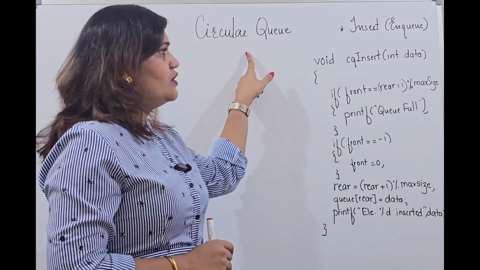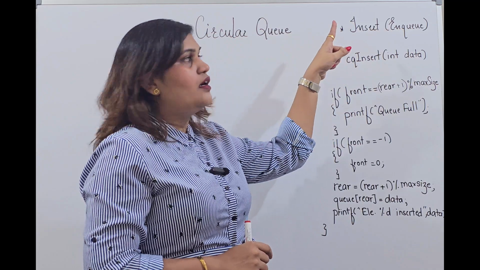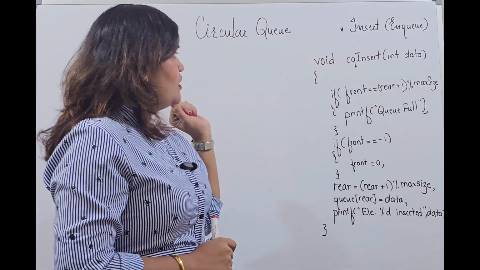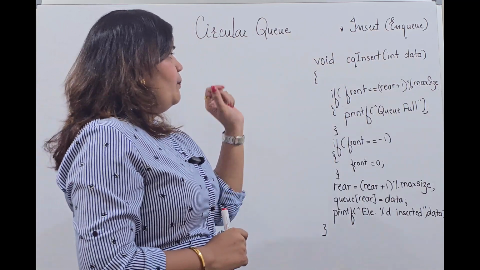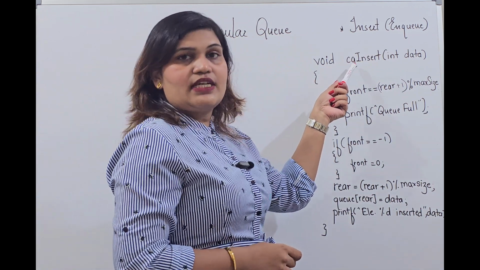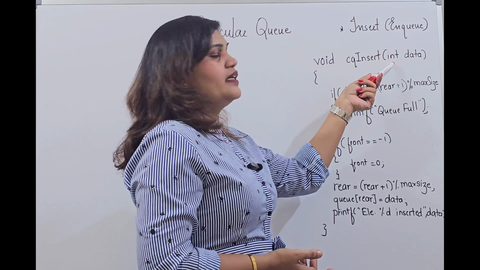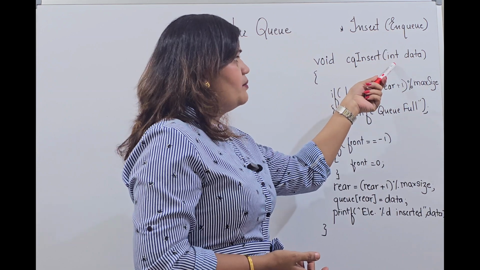Circular queue is what we are going to see, and in circular queue the concept that we are seeing is insertion, that is enqueue. So let's start with the topic. The very first line that you see is void CQ. CQ stands for circular queue. You can give the name of the function insert, and I'm passing the data. Okay, I'm passing the parameter.